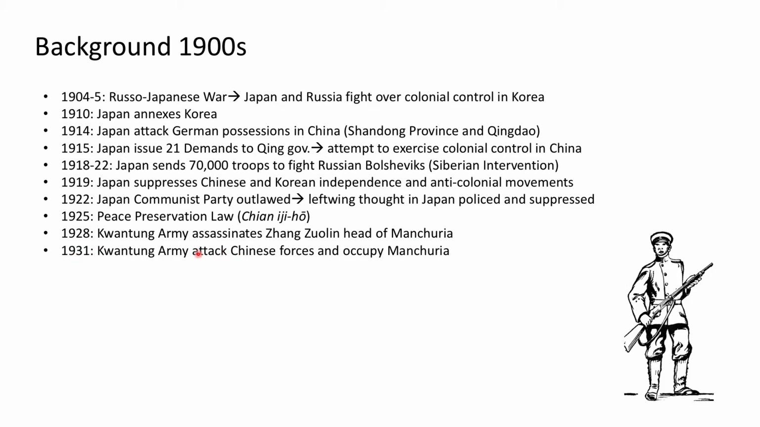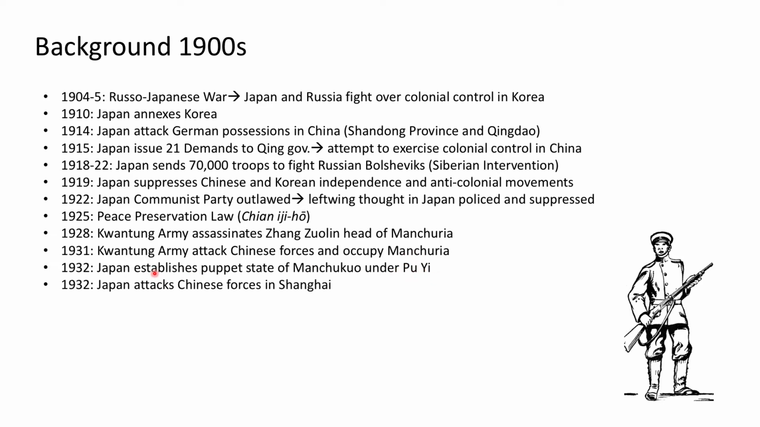So in 1931, the Kwantung Army attacked Chinese forces on a pretext and occupied then all of Manchuria, setting up the puppet state of Manchukuo under the last Qing emperor, Puyi.